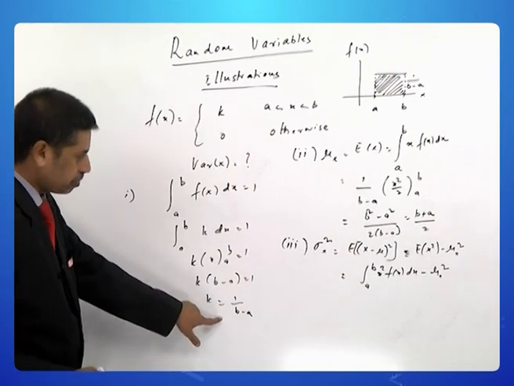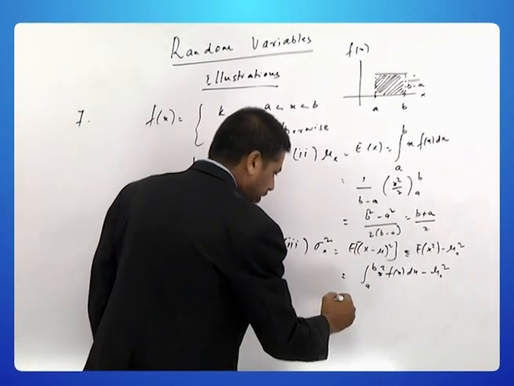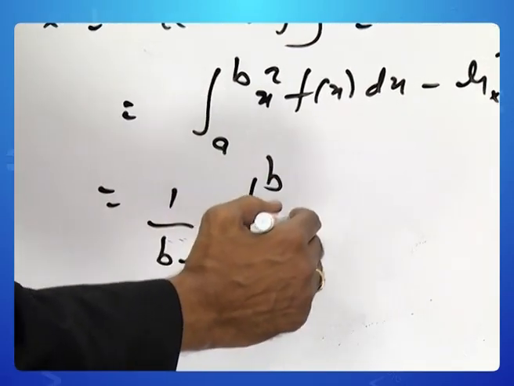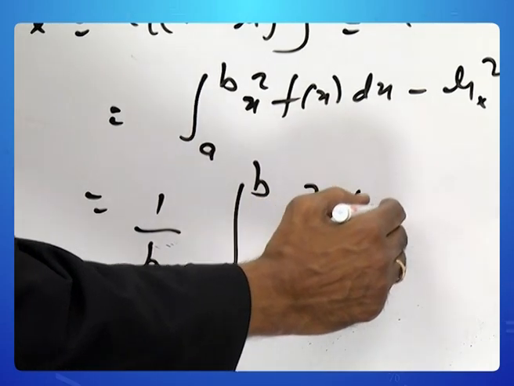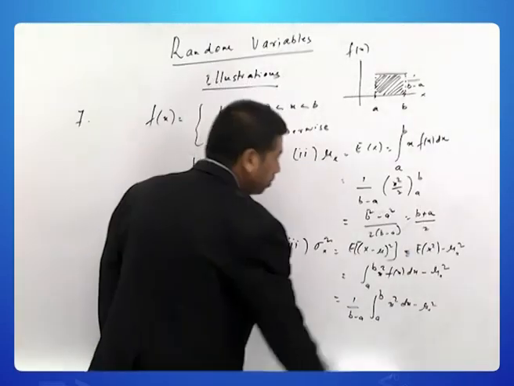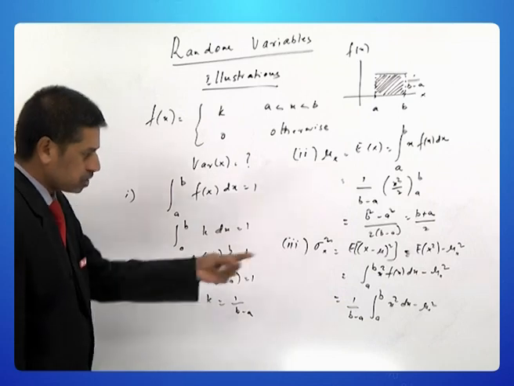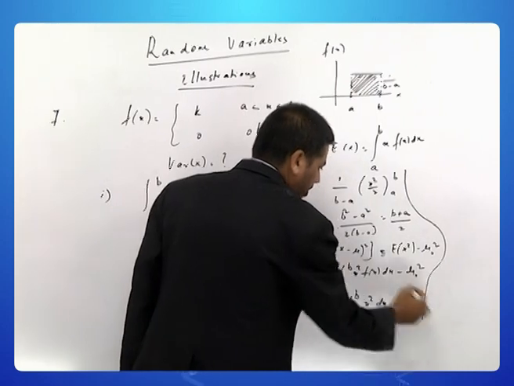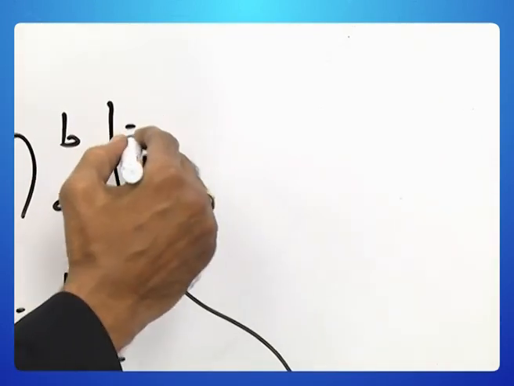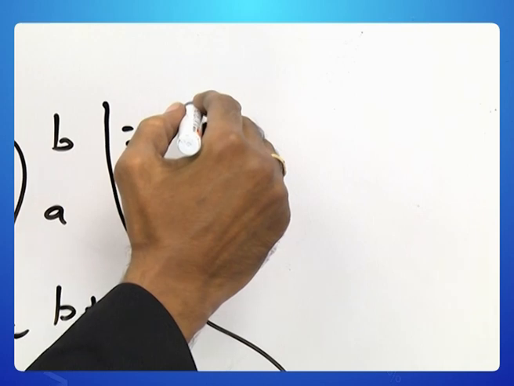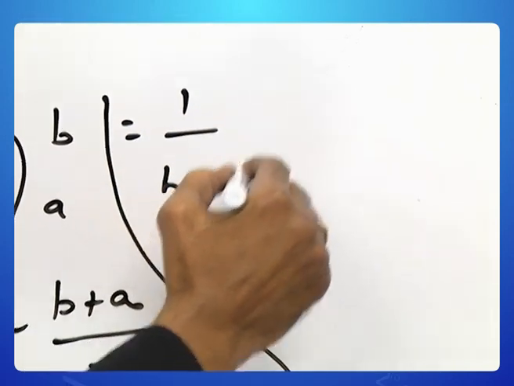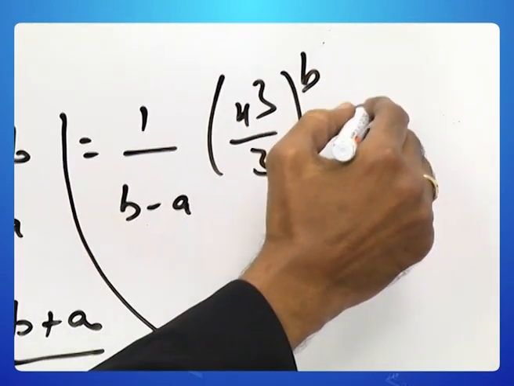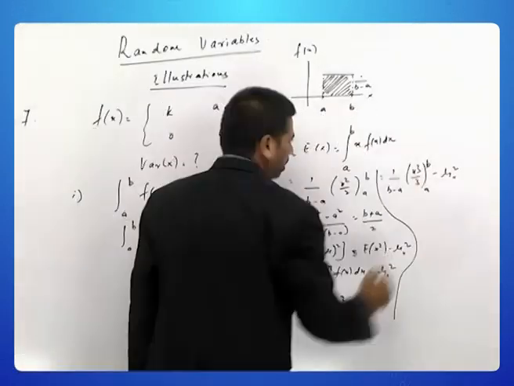F of x is again 1 by b minus a, so you take it out and integrate. You will get 1 by b minus a integral a to b x square dx minus the square of the mean. Integration is very easy, but a little bit of algebraic simplification will be required. So you will have 1 by b minus a x cube by 3 from a to b minus square of the mean.